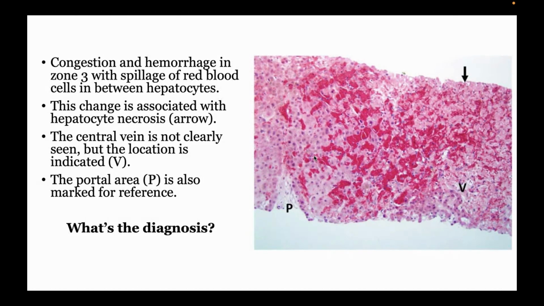The biopsy shows congestion and hemorrhage in zone 3, so pericentrally. There is congestion and hemorrhage with spillage of red blood cells between the hepatocytes, as you see here. And this change is associated with hepatocyte necrosis right here. And this is the central vein, this is the portal vein. What do you think is happening?